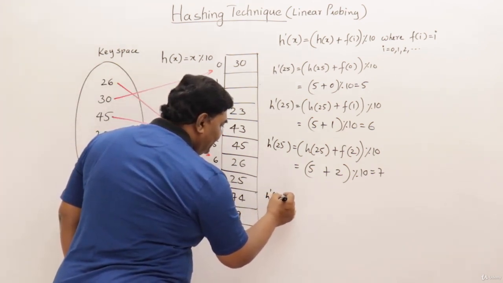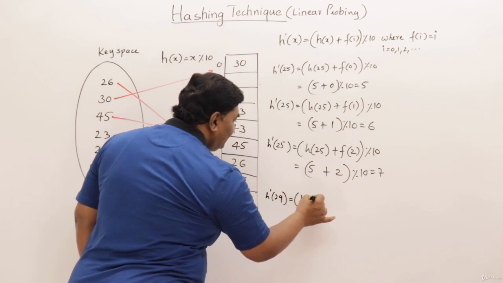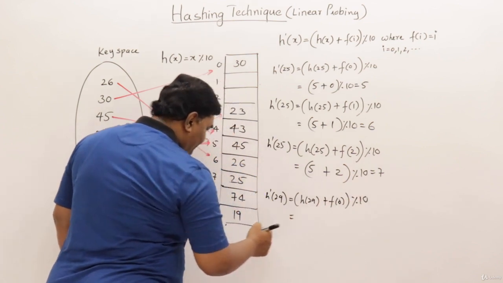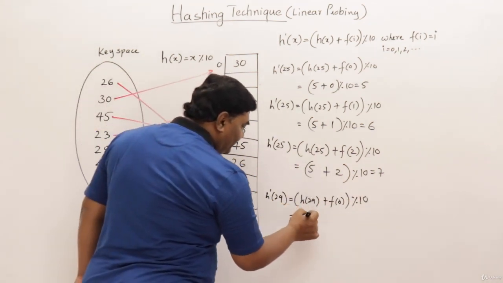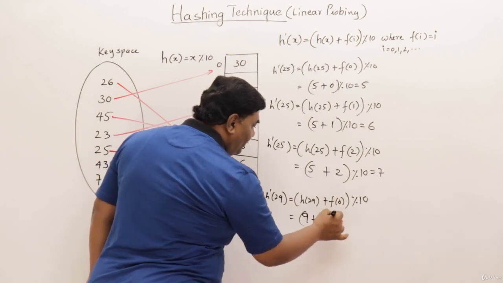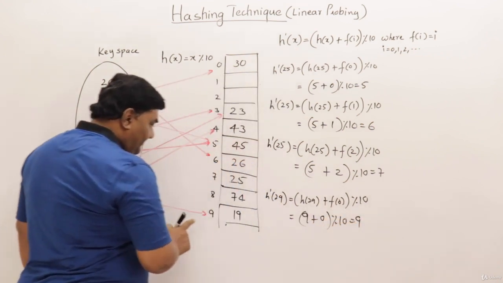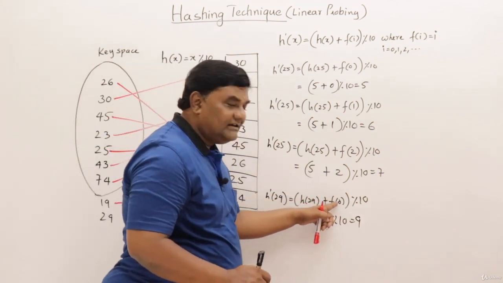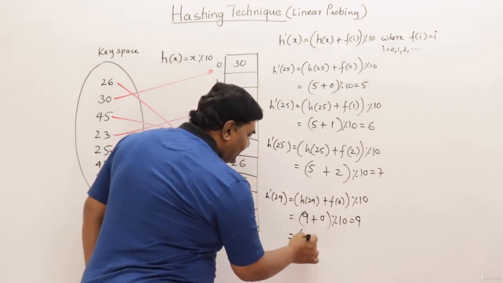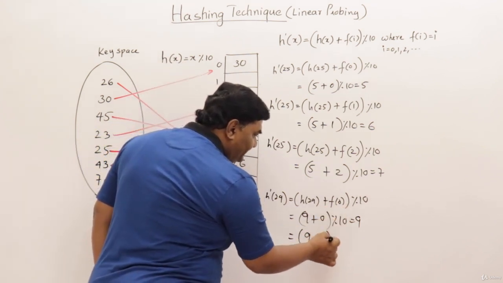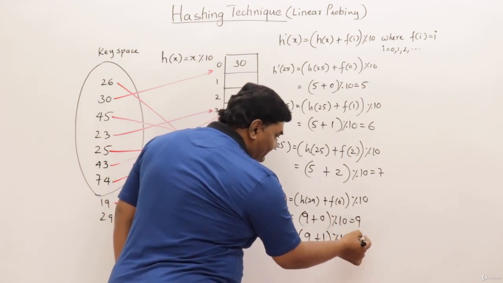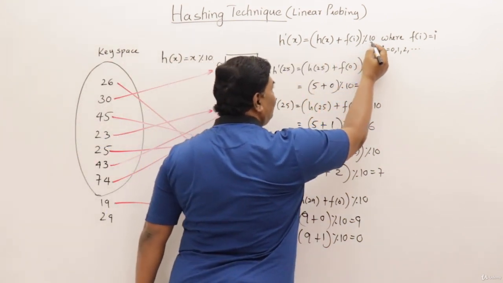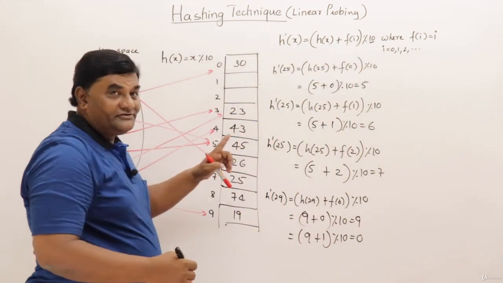H dash of 29 is H of 29 plus f of 0 mod 10. H of 29 is 9, plus f of 0 is 0, mod 10 is 9 only, but there is a collision. Then try the next value of f of i. Let us try that. It will be 9 plus f of 1, so 10 mod 10, that is 0. So try 0. So it's going cyclic, because we have given mod 10 here; 10 is the size of the table, so it will go cyclic.